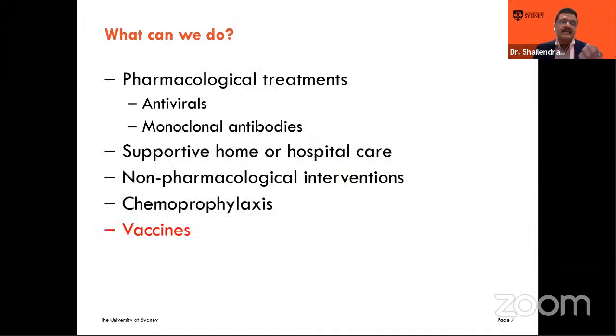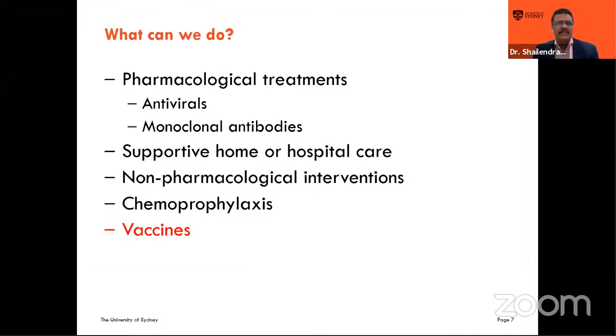Dr. Gangakar again talked about pharmacological treatment, the antivirals and the monoclonal antibodies. Neither of them are currently working the way they should. And Dr. Gangakar also gave a really good analogy of HIV medications. I've worked in the HIV field for almost 25 years now.